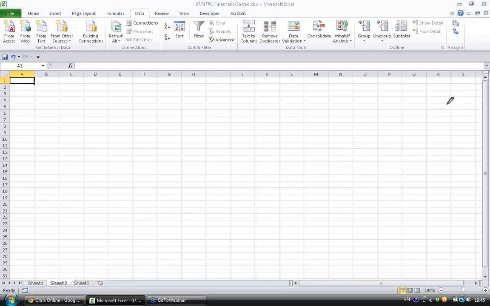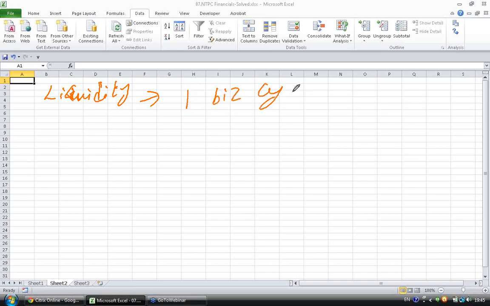The next set of ratios that we are going to look at is liquidity ratios. So what is liquidity? The liquid assets or liquid liabilities are something that has to be paid within the next one business cycle. So your current assets and current liabilities have to be considered as liquid assets and liquid liabilities.